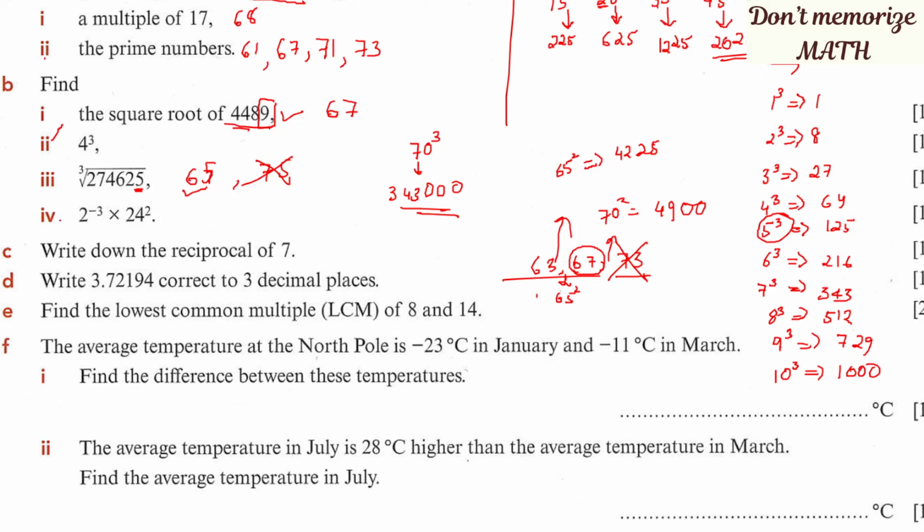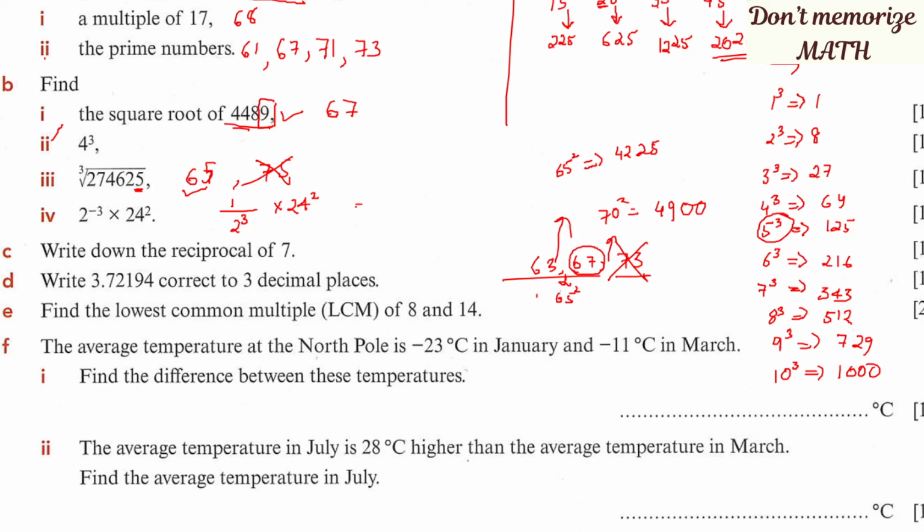Next, find 2 raised to minus 3. I have already told in the previous questions, negative power you can change to positive by taking it to the denominator. So 1 over 2 cube times 24 square. I will erase some of the parts so that we can see the steps properly.